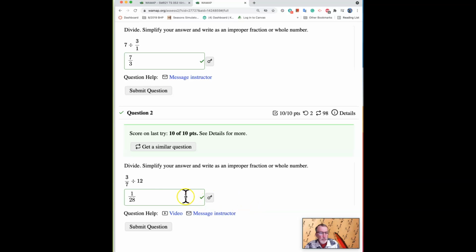Okay, why don't you give this a try and see how you do. I think if you just put, when you have a whole number, use 1 as the denominator and treat it like a regular fraction and you'll do fine. Give it a try, and if you get stuck, send me a message from within WAMAP.